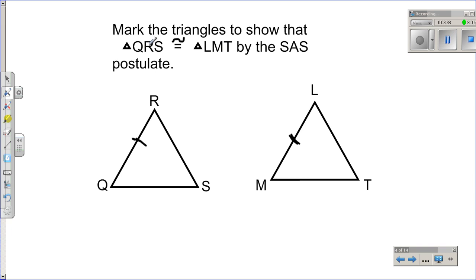So now I'm going to go to this angle, angle R. But look, angle M is here. Be careful. A lot of mistakes. A lot of people would have put it here. That's why you've got to go by these letters. And then if it's side, angle, side, we've got RS. MT is the side that's the same as RS. So it would be marked like this. See how that works?